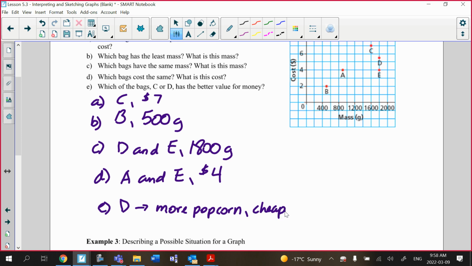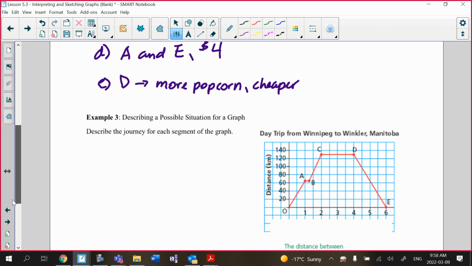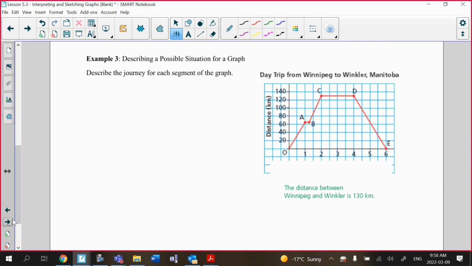Okay, so that's a couple of examples of reading information off of graphs of relations. What if you were asked to describe what's happening in a graph? So here, I could ask you questions about this graph, like we did on the first example. But another thing I could ask you is, tell me everything that's happening in this graph.